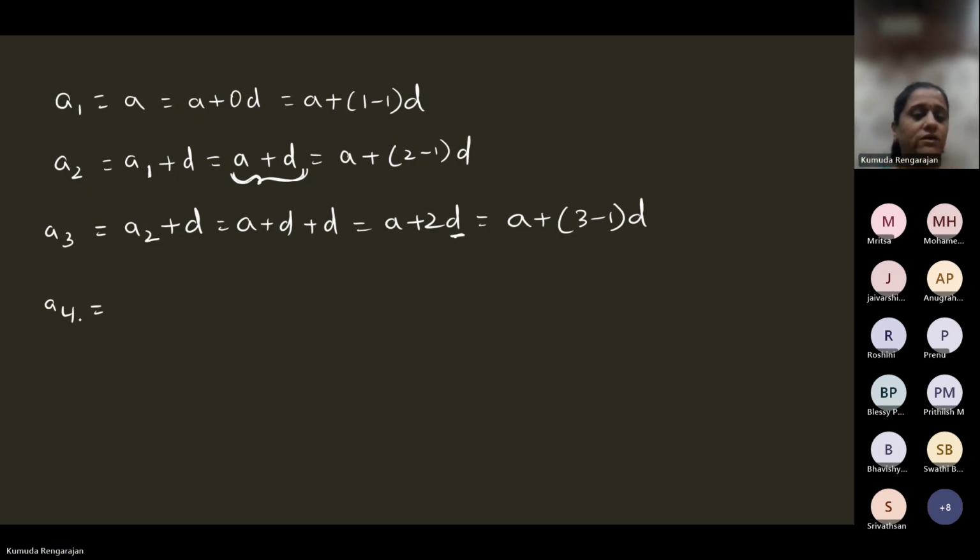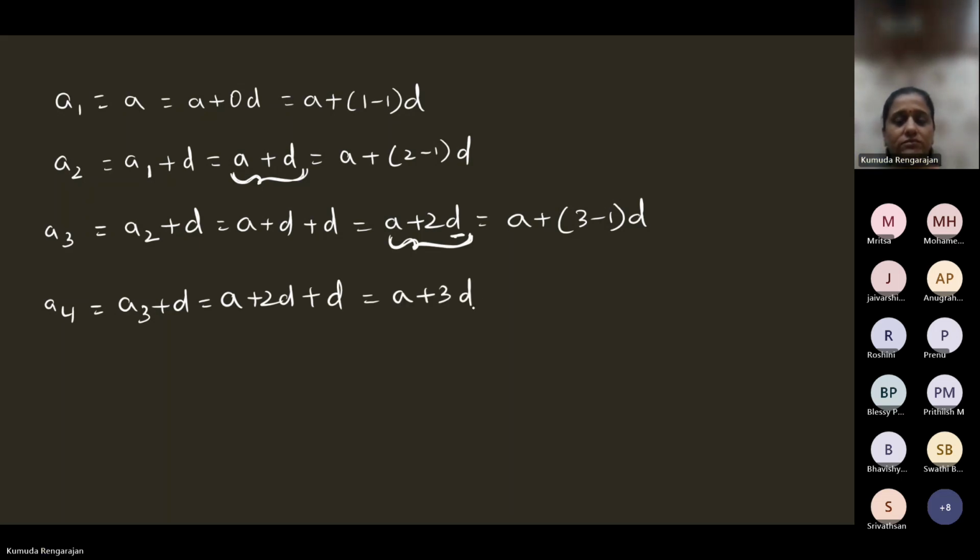Now A4. A4 is the previous term, A3, plus D. That's the first step. Now what is A3? See here, this is A3, A plus 2D. So A4 is A plus 2D plus D, which is A plus 3D. Now this 3 can be written as 4 minus 1. So 3D is 4 minus 1 into D.